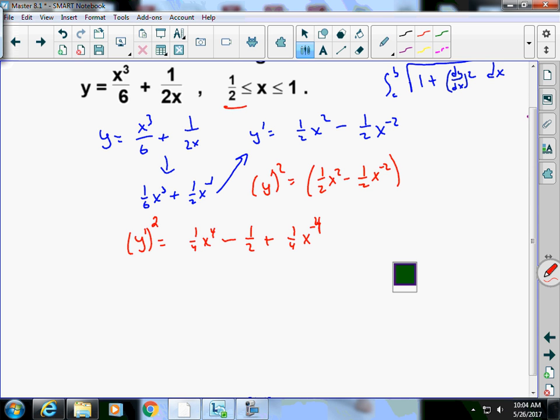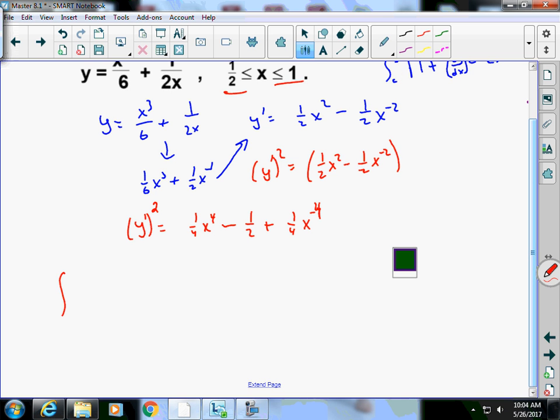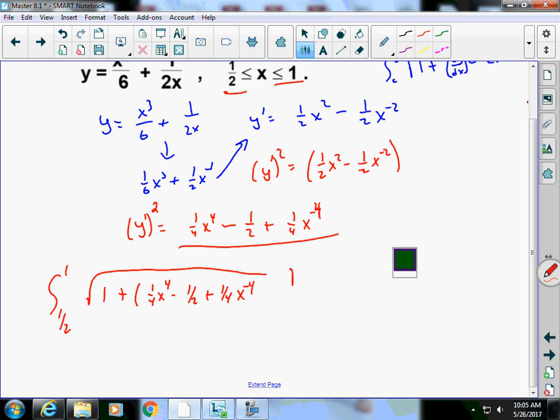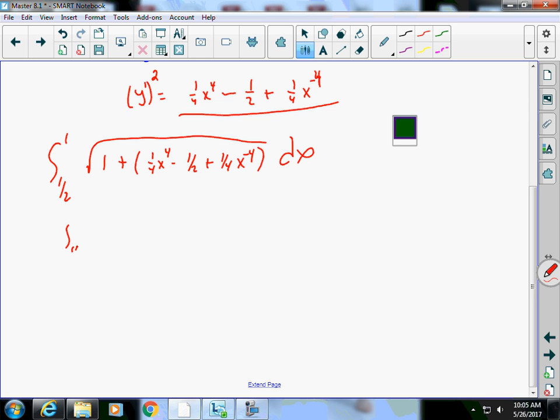Now I'm integrating from 1/2 to 1. So my arc length is the integral from 1/2 to 1 of the square root of 1 plus this dx. I can combine my terms by dropping the parentheses. So I got 1/2 to 1. 1 minus 1/2 is a half. So I have 1/4 x to the 4th plus a half plus 1/4 x to the minus 4. I'm just keeping it in this order.